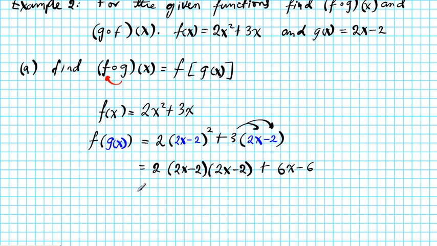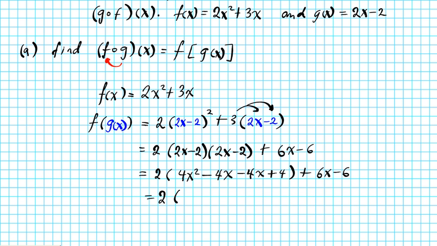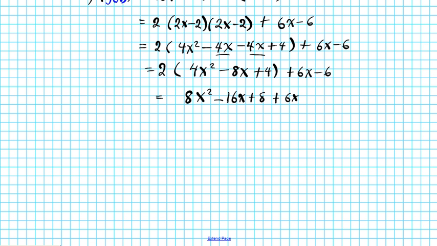Now let's expand this by FOILing or distributing. 2x times 2x is 4x squared. 2x times negative 2 is negative 4x. Negative 2 times 2x is negative 4x. And the last, negative 2 times negative 2 is positive 4, plus 6x minus 6. Now let's simplify this first before I distribute the 2. 4x squared stands alone. These two terms are like terms, so we can combine them. Signs are the same, so you add and keep the sign: negative 8x plus 4 plus 6x minus 6. Now distribute 2 to everything. So we have 8x squared minus 16x plus 8, and then plus 6x minus 6.